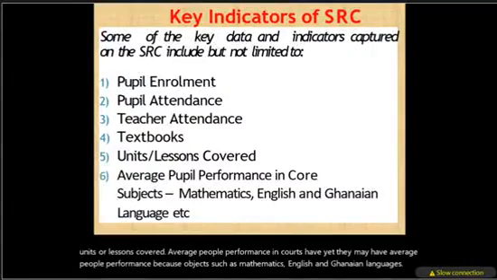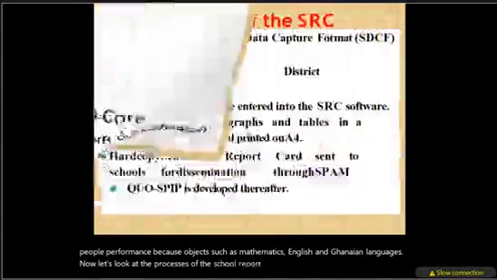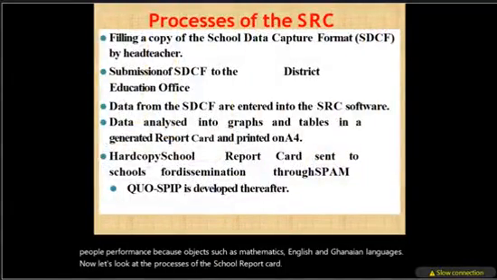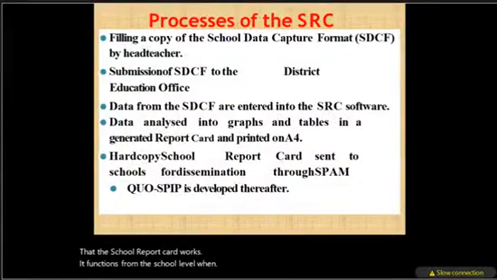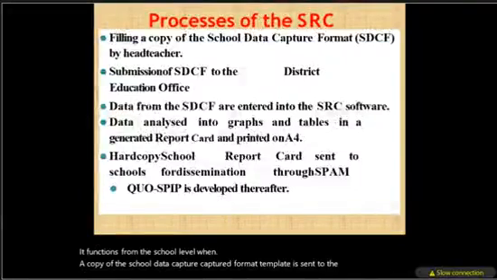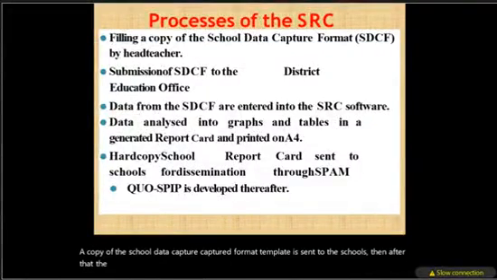Now let's look at the processes of the school report card. How does the school report card work? Well, it functions from the school level when a copy of the school data capture format template is sent to the schools. Then the head teacher begins by filling a copy of the school data capture format. Then after that, the format is submitted to the district education office.